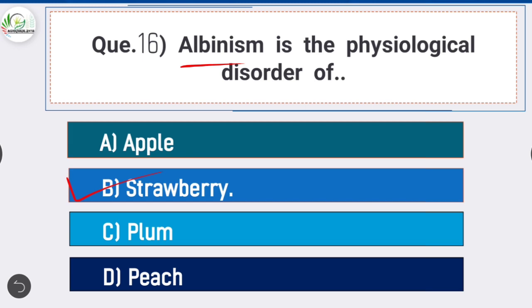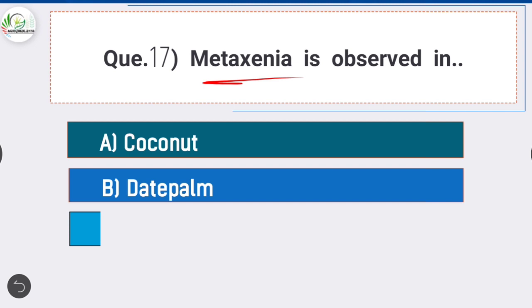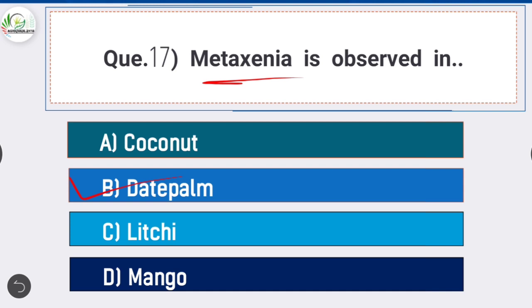Question number 17. Metaxenia is observed in? Answer is option B, date palm. Metaxenia is observed in date palm.